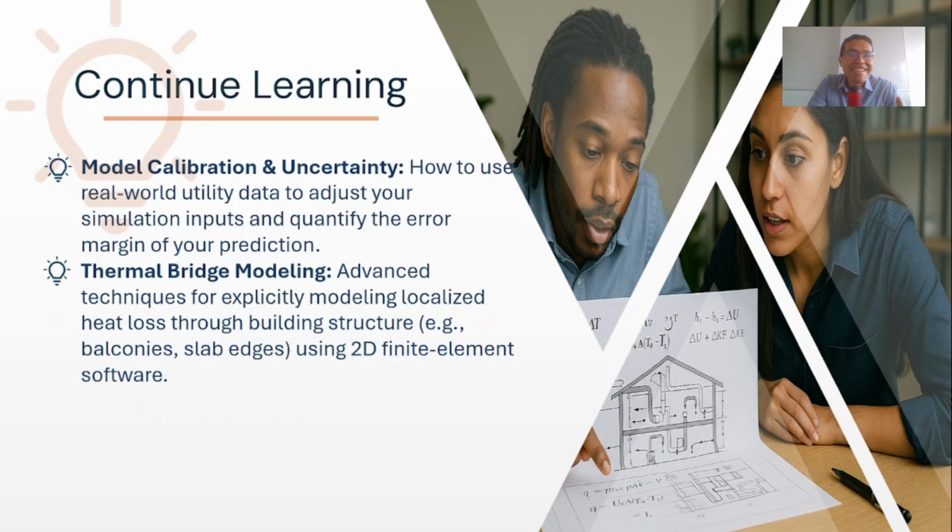Next, dive deeper into thermal bridge modeling. While we simplified these losses in this module, heat loss through structural elements like floor slabs or balconies can be significant. This requires using specialized 2D finite element software to accurately calculate the linear thermal transmittance for these junctions before feeding that loss back into your VEM tool.